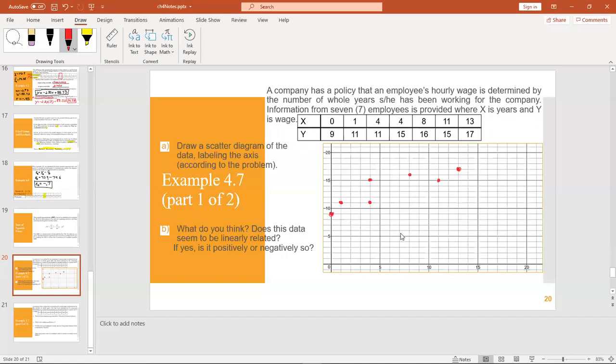And we can kind of eyeball it. There's going to be a line somewhere in this neck of the woods that's going to fit those points. Some of the points will be under the line, some of the points will be above the line. And if you split the difference, the amount that you're off by being above is roughly balanced out by the amount that you're off for being below the line. So does this seem to be linearly related? You bet your boots it does. Yes, it sure does. And then they say, is it positively or negatively so? It's positive, and I'm positive.